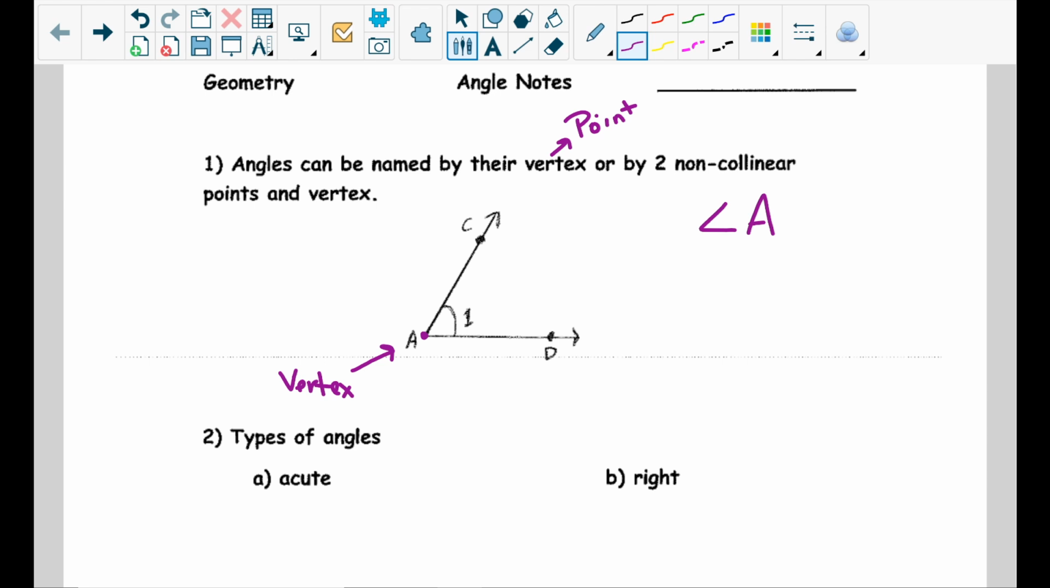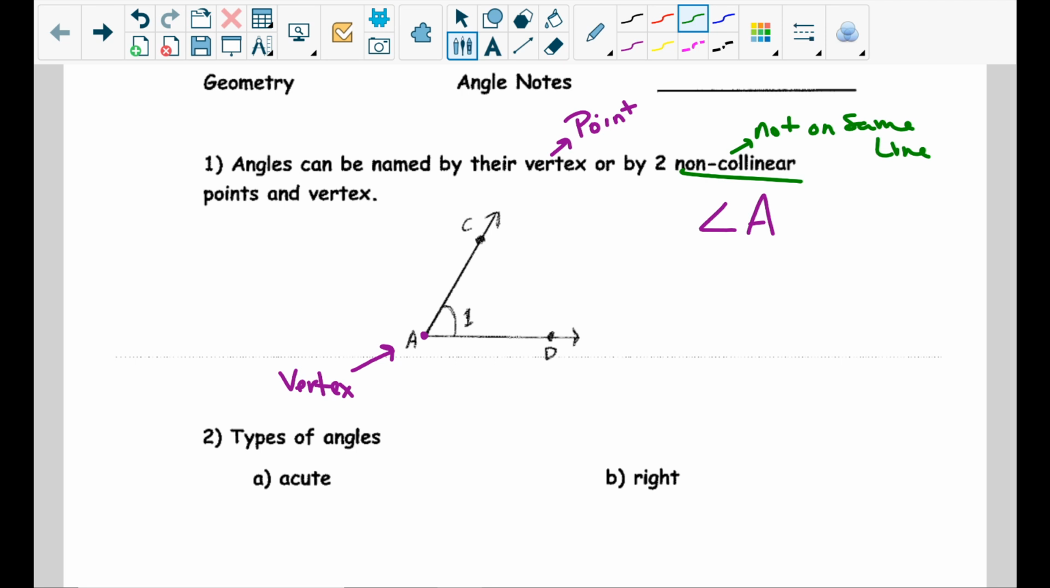The other way to name this is by two non-collinear points and the vertex. Well, what's non-collinear mean? Well, not on the same line, okay? So, non means not, co means kind of share, right? And then line. So, not on the same line. So again, we have the vertex A. What other two points are not on the same line?